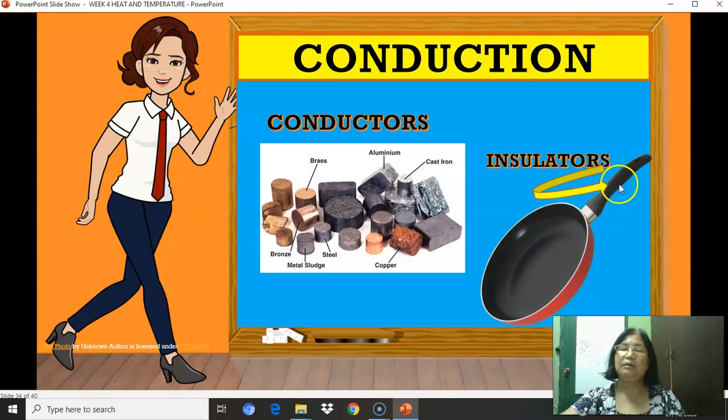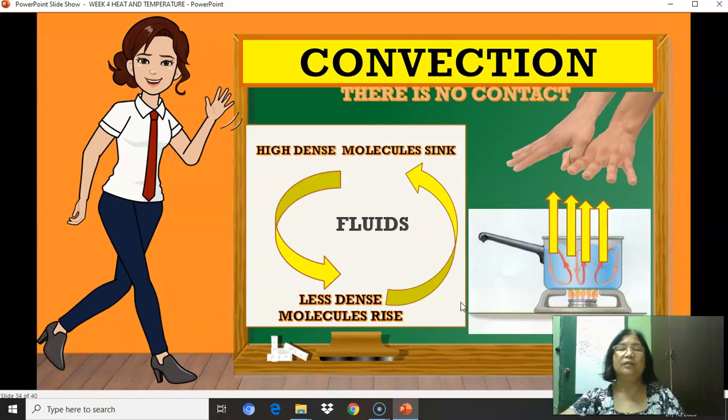And this, so that you don't get burned, is usually wrapped with insulators. Examples of insulators could be wood, rubber, and plastic. Okay? Now, let's go to the next method of heat transfer.